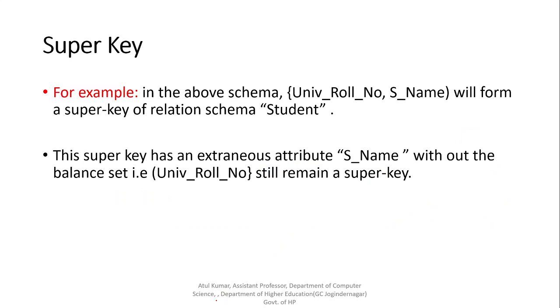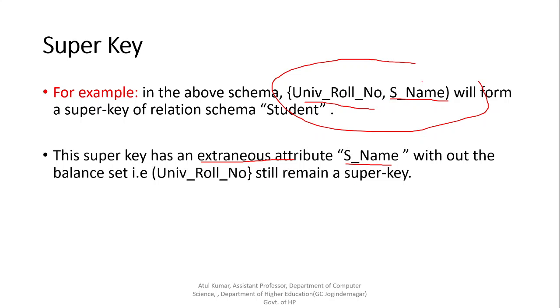For example, like in the previous example, suppose we have a key that is university roll number and student name, which will form the super key. Just for example, suppose university roll number and student roll number is the super key. Then we have in this super key an extraneous attribute, that is student name, that is S name.